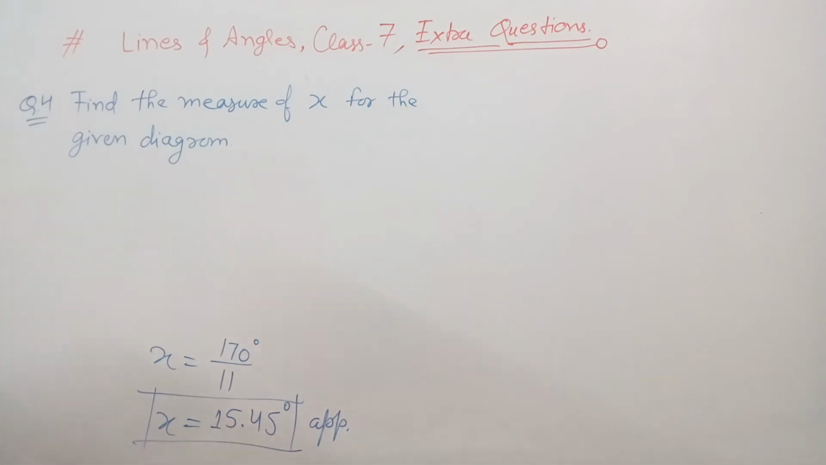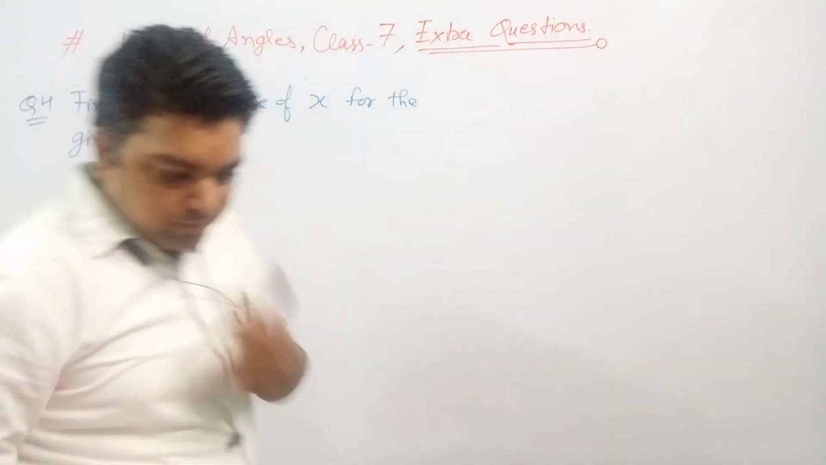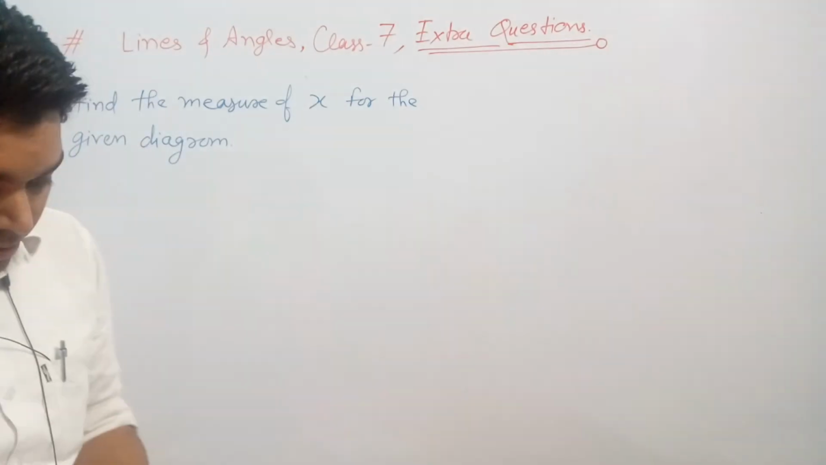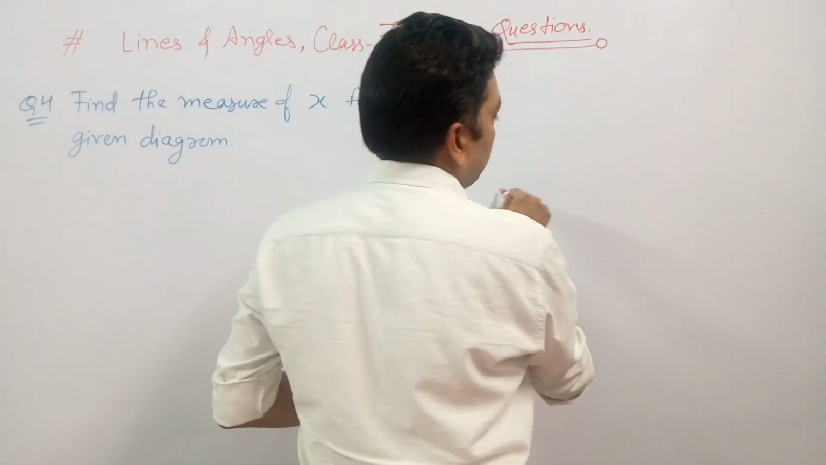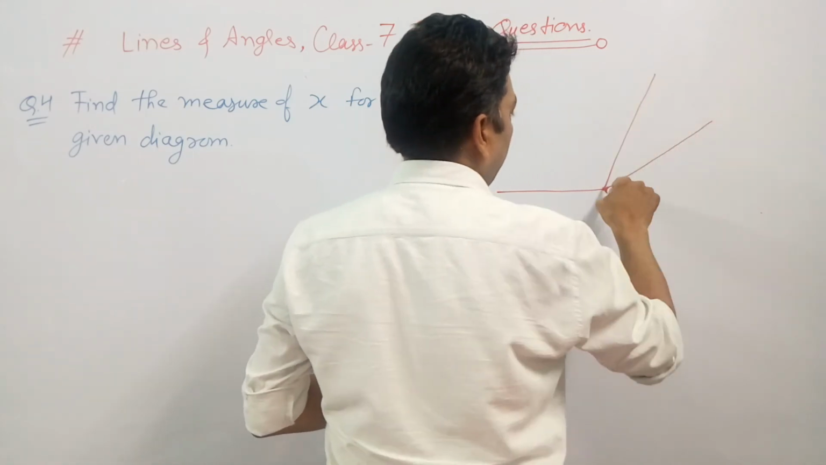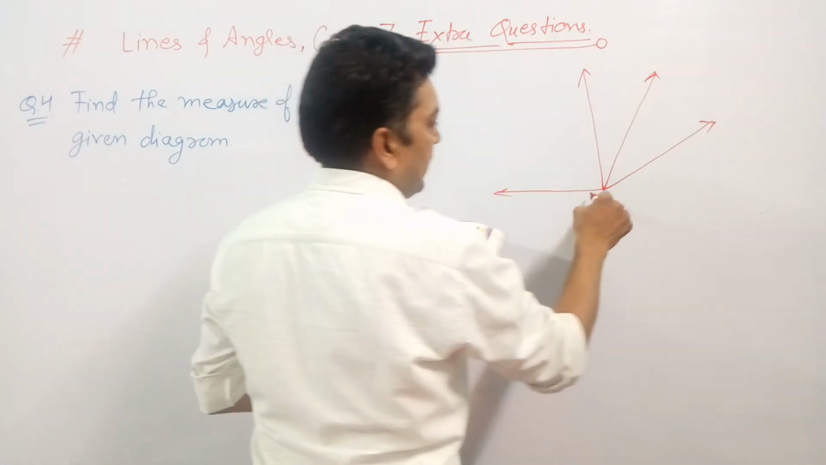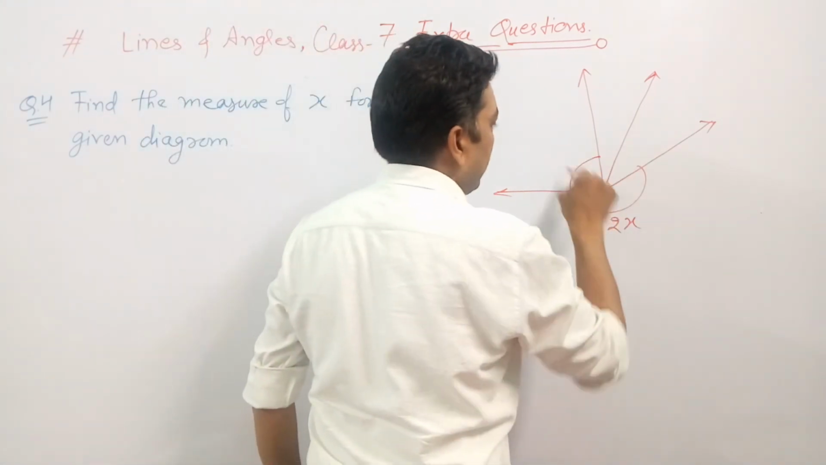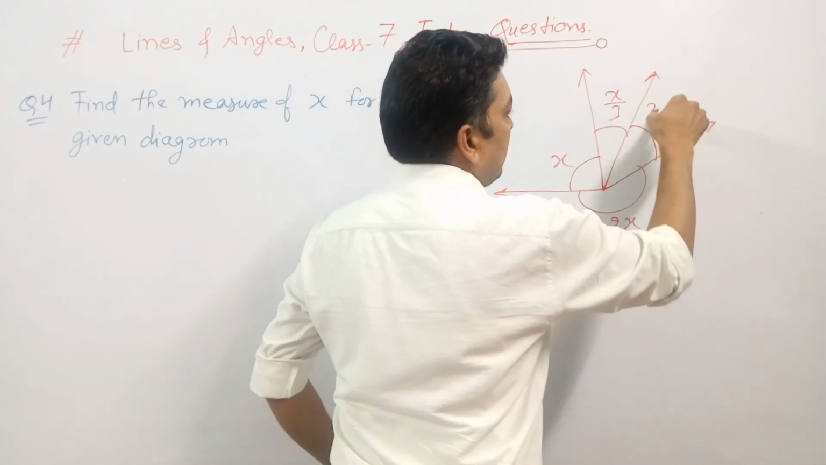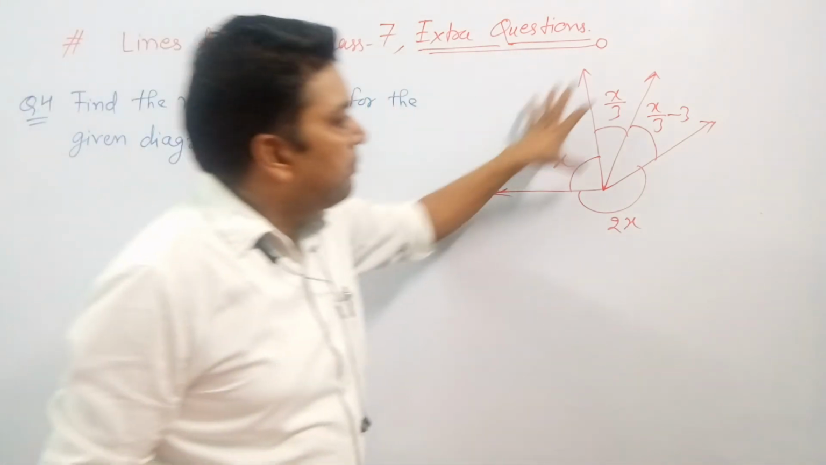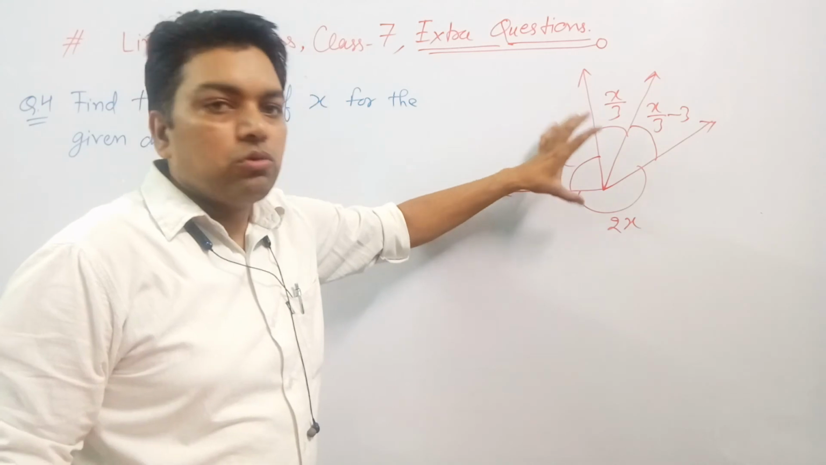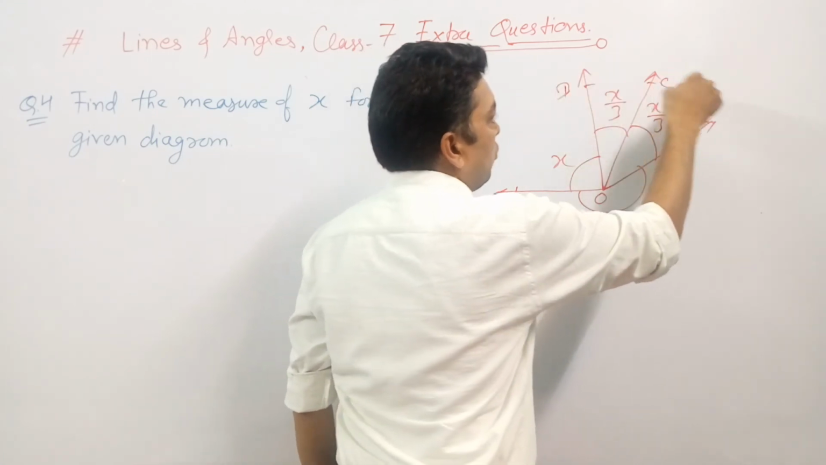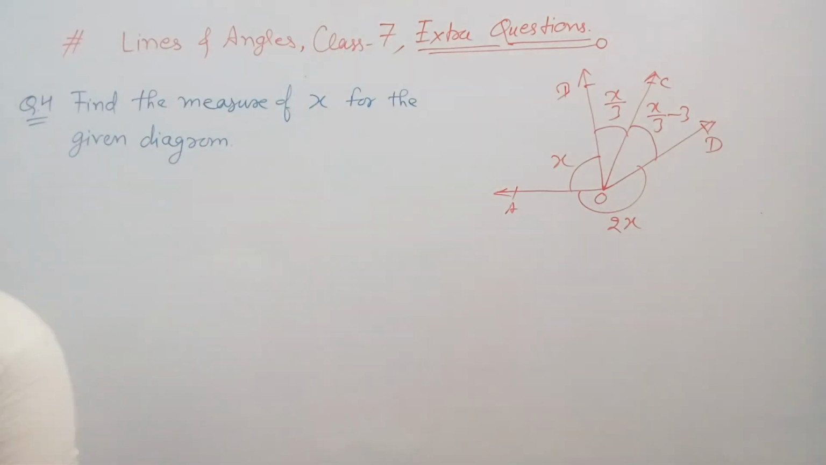What is the question? Just see the diagram first. Wait, my red marker, please. This is the diagram. This line is here, one more line is here, one more line is here. These are the angles made at a point. This angle is x, this is 2x, this angle is x by 3, and this angle is x by 3 minus 3. These are the measurements of the angles given in the form of x. You have to find the value of x. This is point O, this is ray OA, ray OB, ray OC, and ray OE.